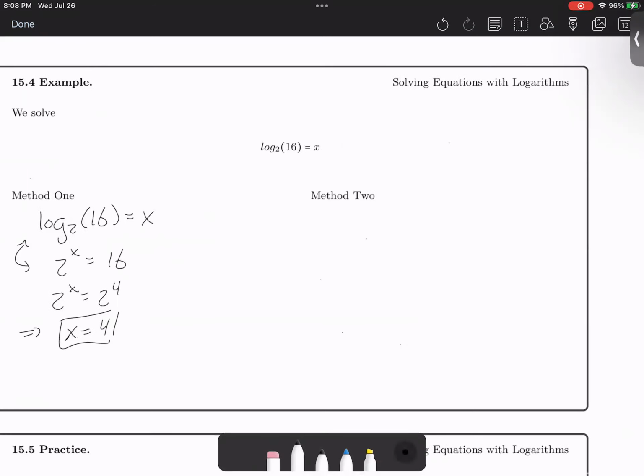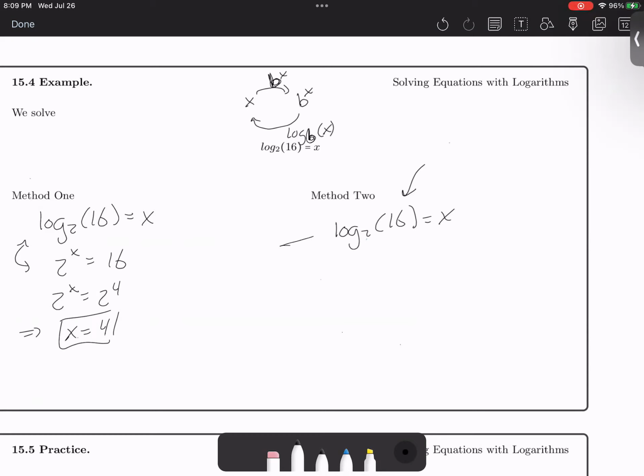Okay, let's go over here and think about doing this in a different way. Now we know that exponential functions are undone by logarithms. So if I plug a logarithm into the base of an exponential function, as long as the base is the same, then they should undo each other.